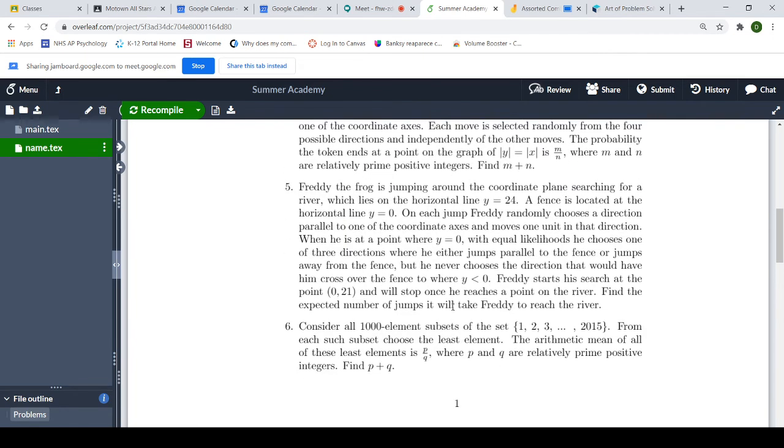Alright, I think I'm actually going to do this in reverse order. Let's do problem 6 next. Consider all 1,000 element subsets of the set 1, 2, 3, all the way to 2015. From each such subset, choose the least element. The arithmetic mean of all of these least elements is P over Q. And then we want to just find the expected value of the least element.